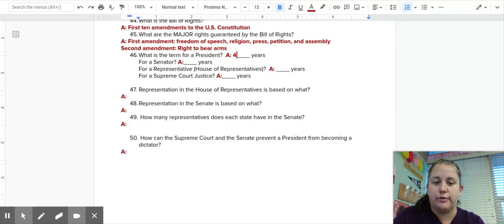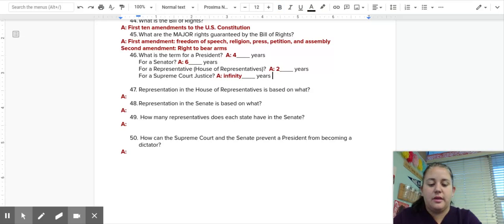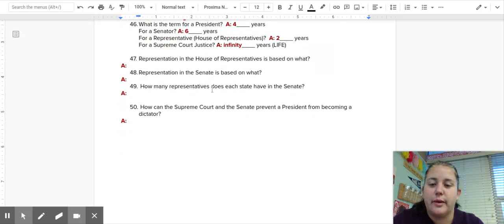The president gets to serve for 4 years. A senator gets to serve for 6 years. A representative in the U.S. House of Representatives serves only 2 years. And a Supreme Court justice serves for infinity years, meaning that they get to serve for life until they die or retire. Number 47, representation in the House of Representatives is based on what?